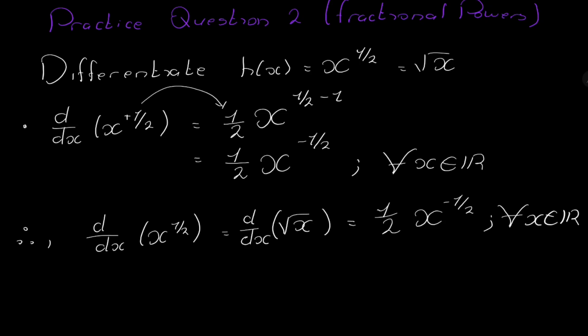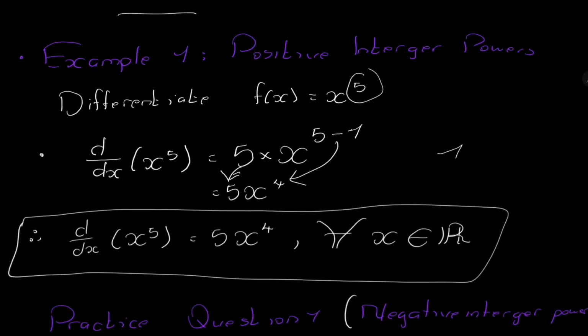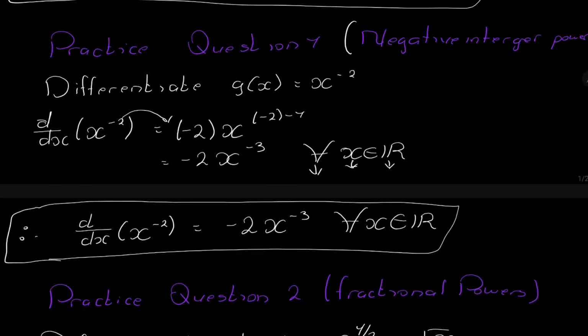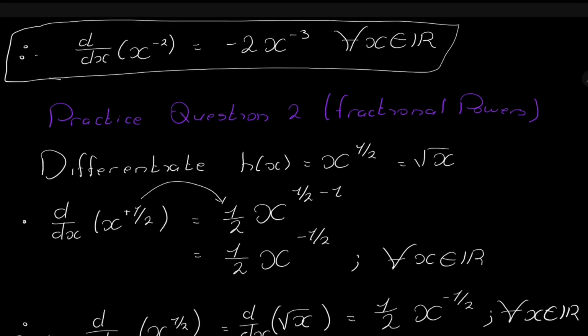So what did we observe? We observed that our power rule worked for positive whole numbers or positive integers. It worked for negative integers, and it has worked for fractional powers. So we have observed, because it was well stated in our definition, that this power rule works for all real numbers. It worked for our first case, a positive power, x to the power 5. Our next case was a negative integer, negative 2, and our third case was a fractional power, and it has worked all the times.